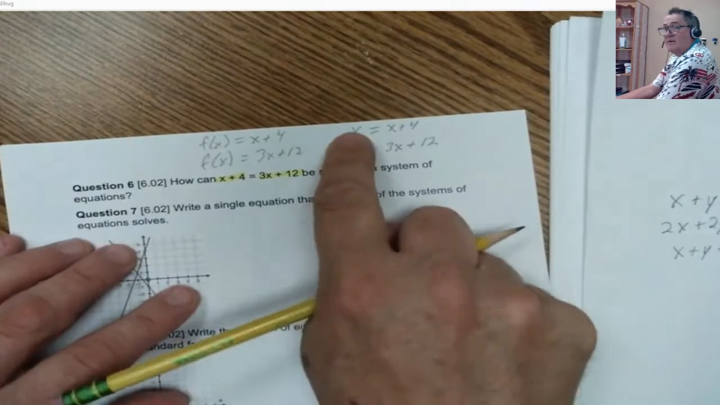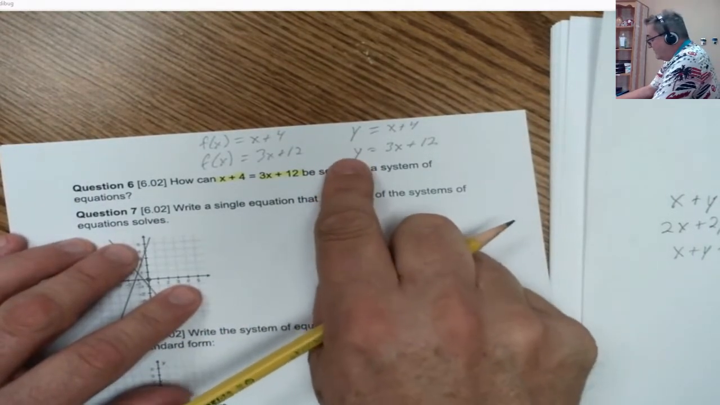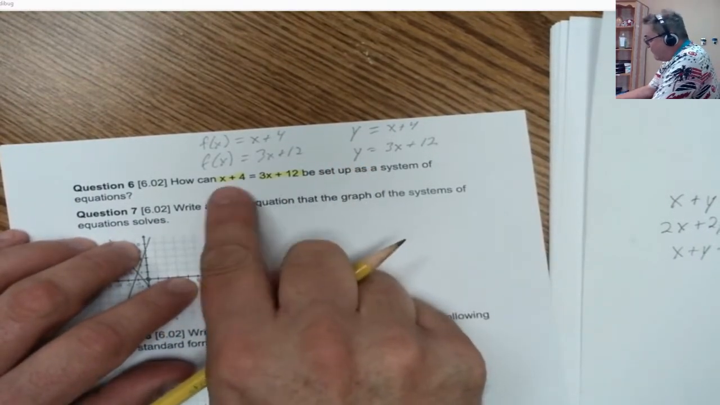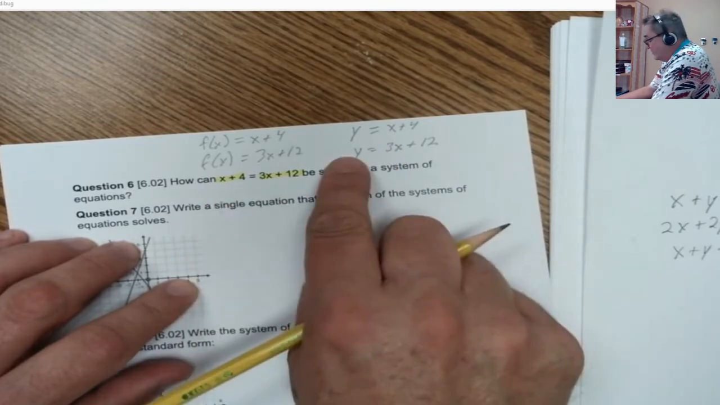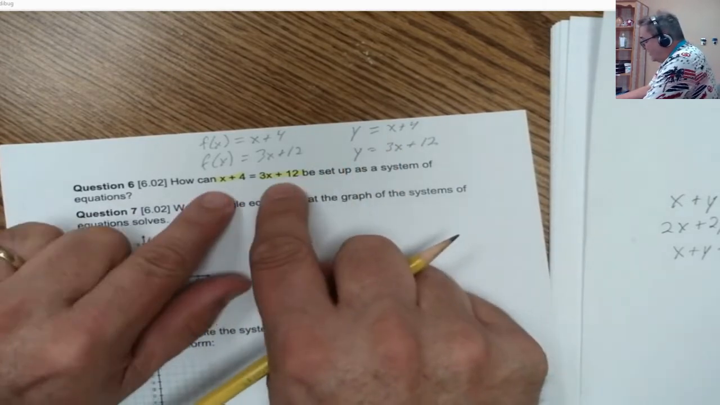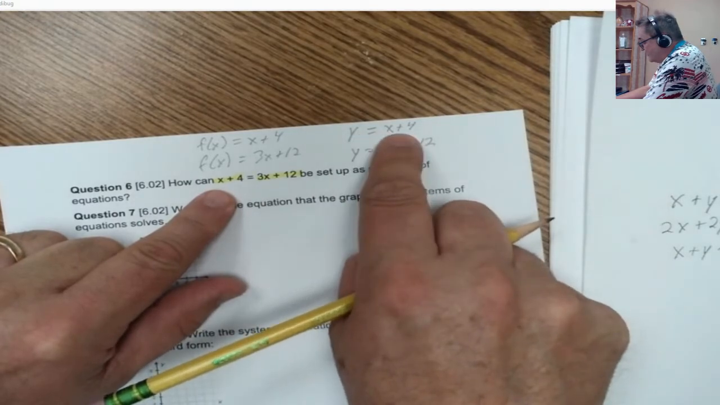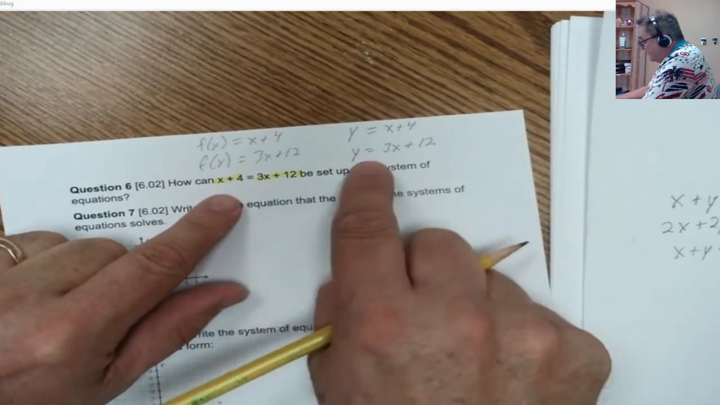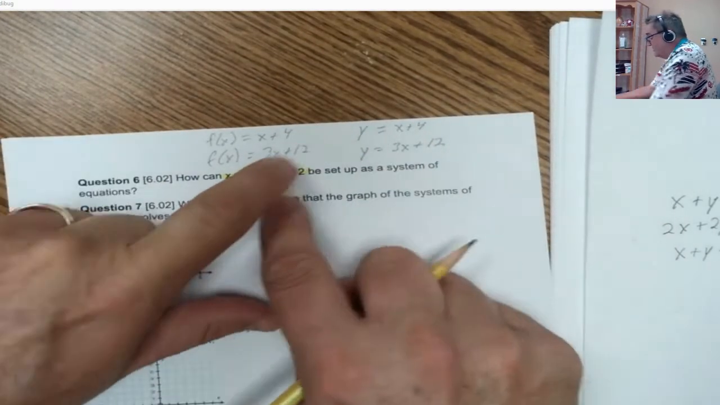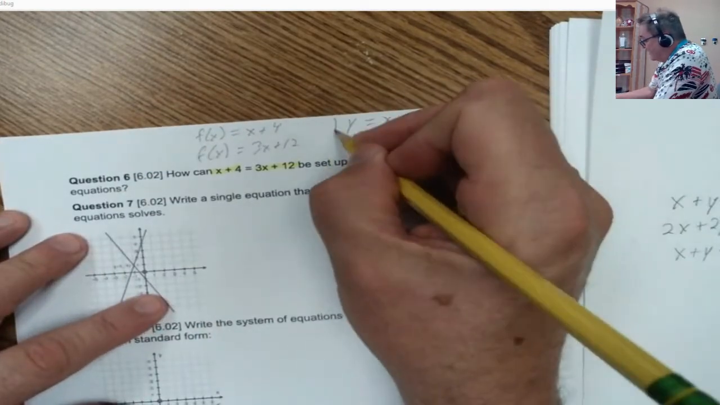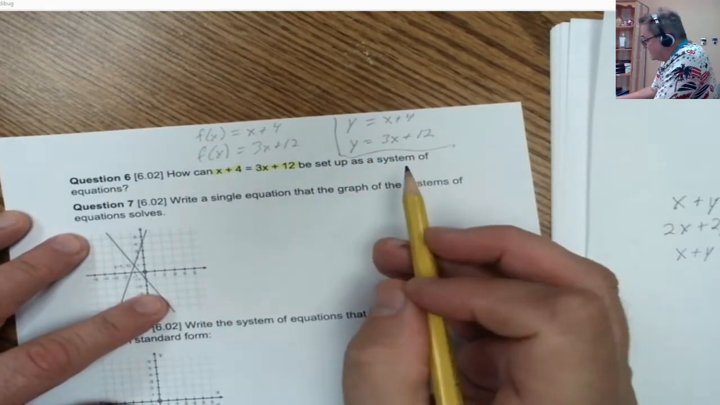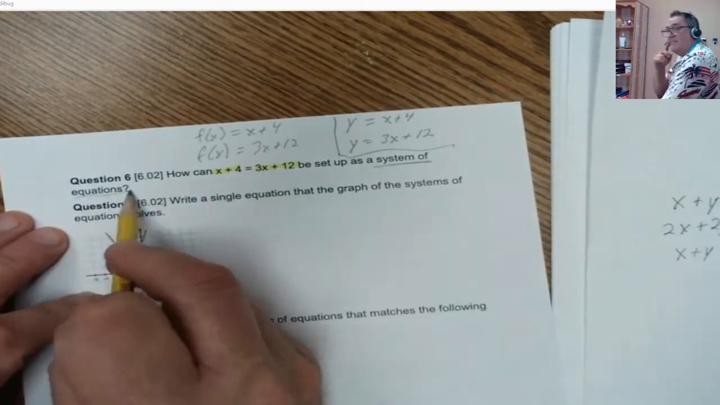Y equals y. Right? If they're both equal to y, we can set them equal to each other. So going backwards by substitution, we substitute y in for here. See, y equals x plus 4, so we substitute right there. Going backwards, we can go back to the y equals. So this is how we set it up. That's the answer. System of equations right there.